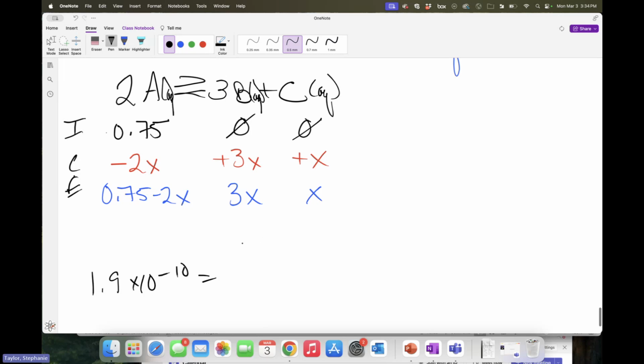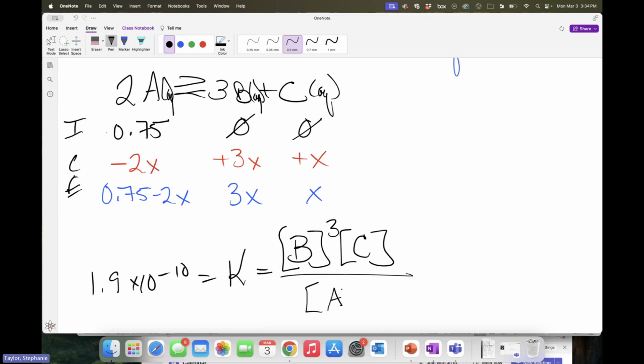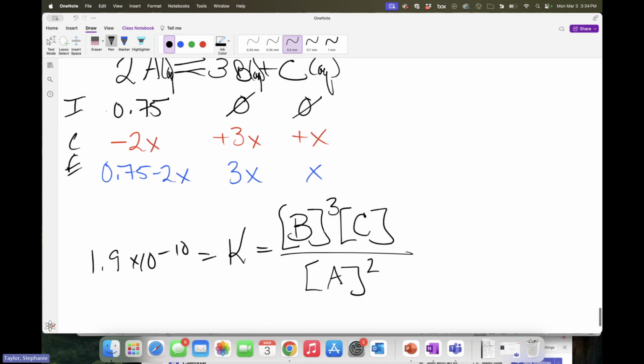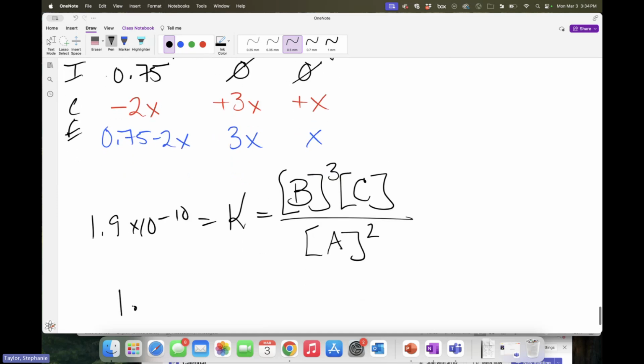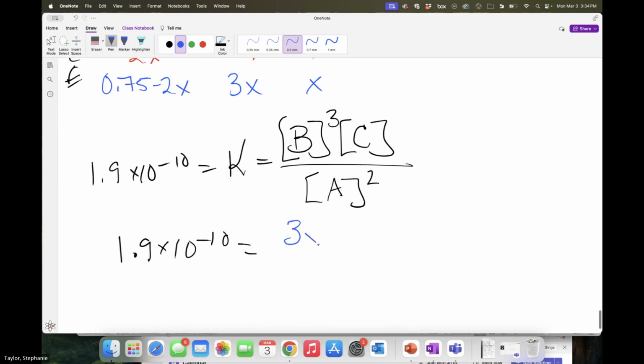And again, we're going to fill out and practice our K expressions. So that's the concentration of B cubed, so my products, using the coefficients as exponents, all divided by A squared. Then I can go ahead and plug in. So now I've got B is 3x, all cubed, times x, divided by 0.75 minus 2x, and that is all squared.